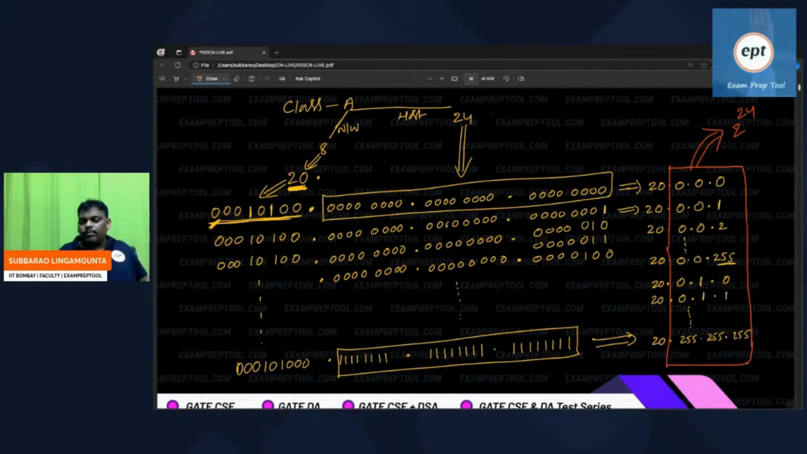Network is not changing. Network 20. See, network part I have not changed. Host part only keeps on changing. So 2 power 24 IPs are possible in this network, which is class A. See, class A network, that network number is 20. These many hosts possible: 2 power 24 hosts. See, 24 zeros to 24 ones.